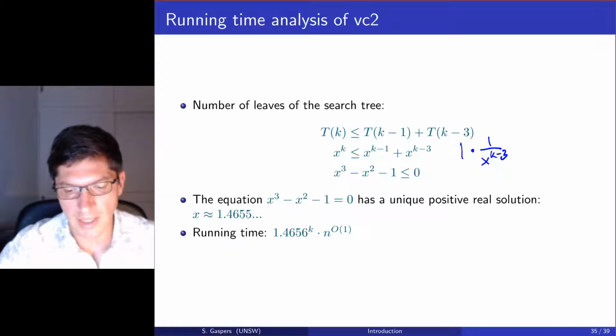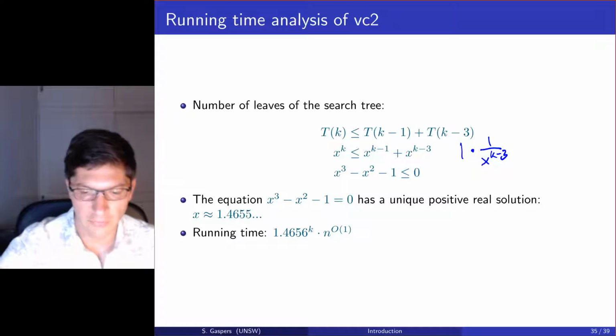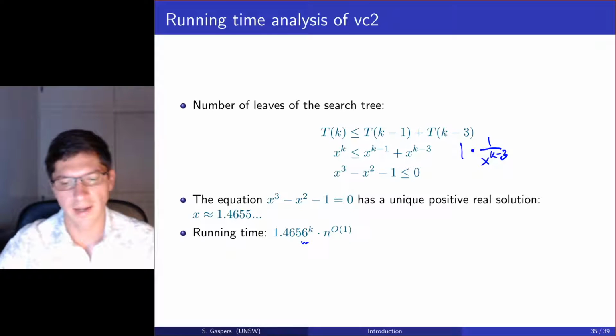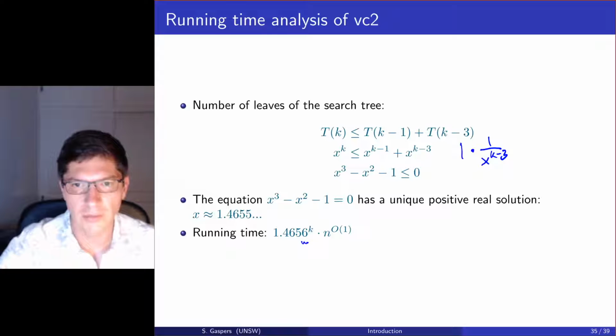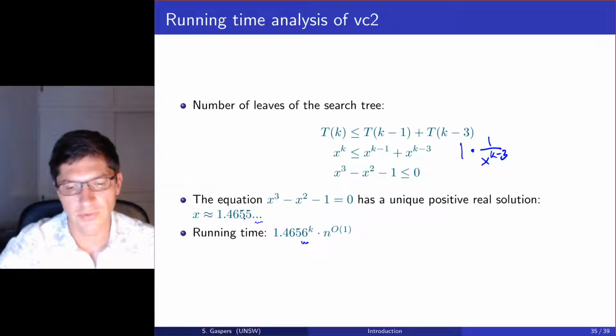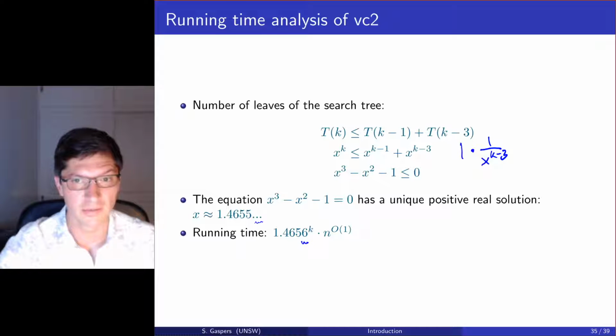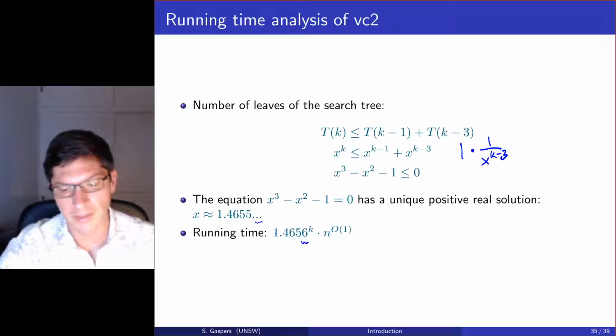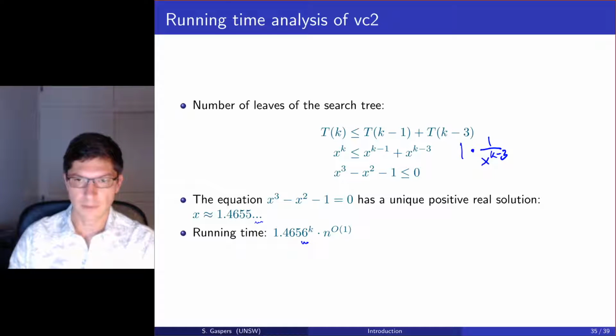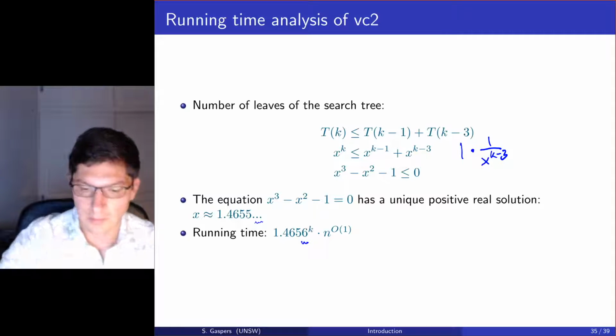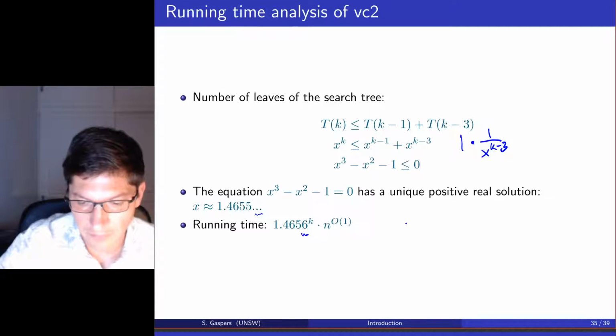And we get a running time that's 1.4656 to the power k times a polynomial in n. So we rounded the last digit up because there are some missing digits here. So we cannot actually claim that the running time is 1.4655 to the power k. Mathematically, this would be incorrect because it's more than that. But if we round it up, we are allowed to state the running time like this. So our second algorithm now has a running time that's O star of 1.4656 to the power k.